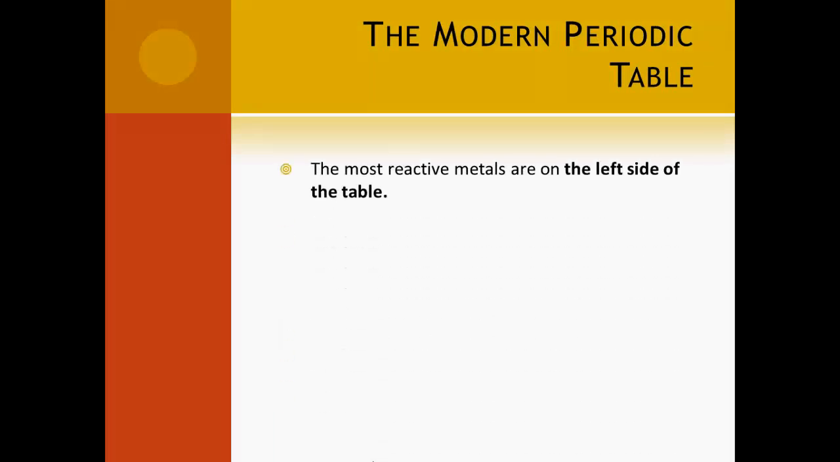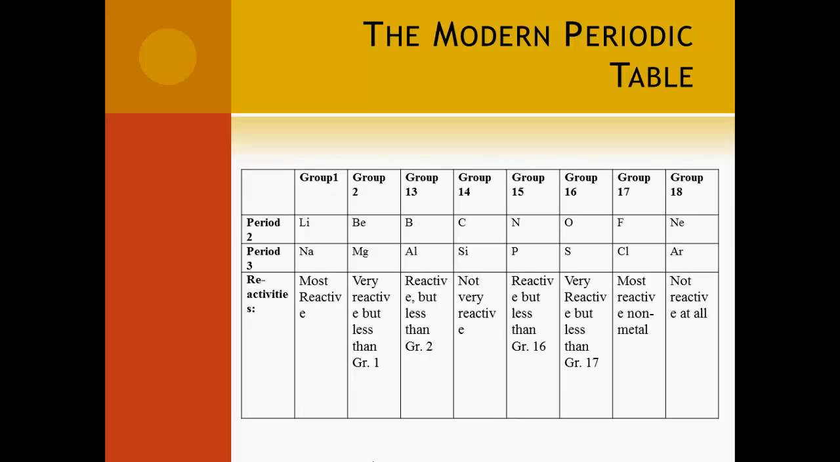The most reactive metals are on the left side of the table, and the most reactive nonmetals are on the right side of the table. So here you can see a breakdown where group 1, the alkali metals, are the most reactive, and then they get less reactive as they go from left to right until you get to group 17, which are also very reactive, and these are the most reactive nonmetals.